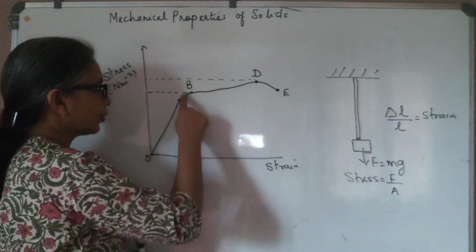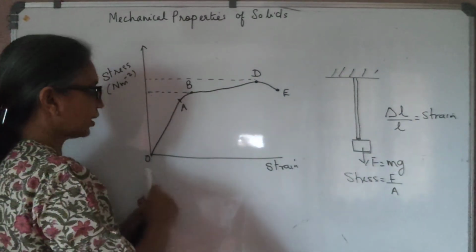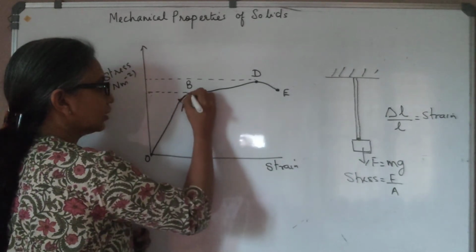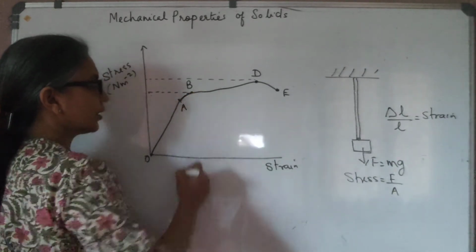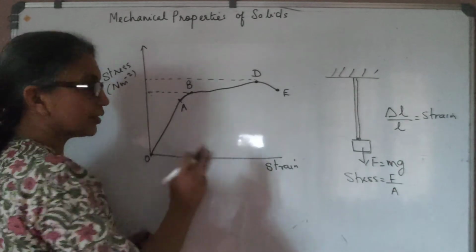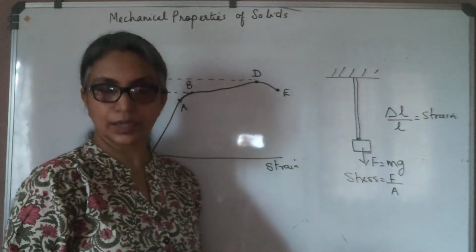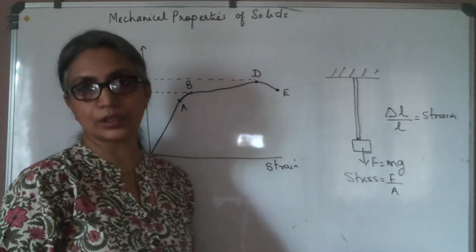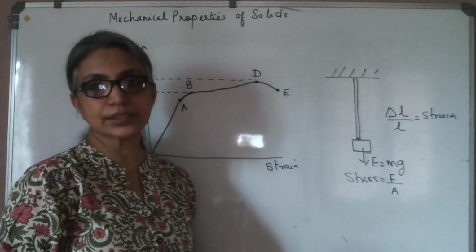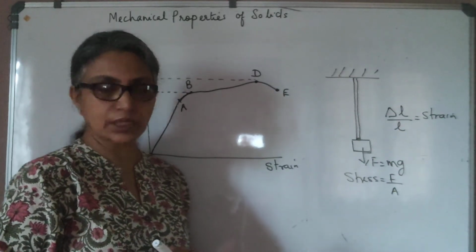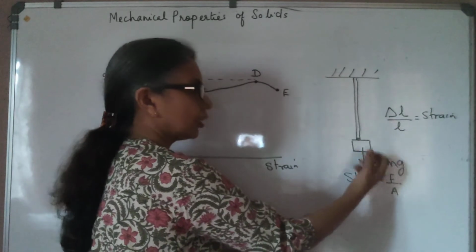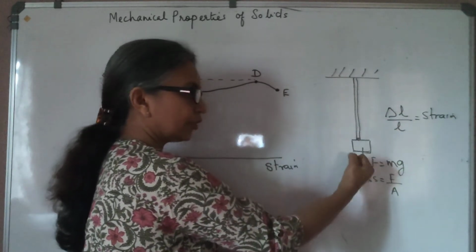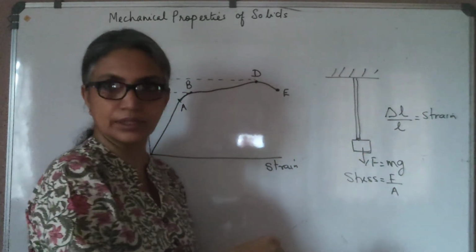But if you look at this point A to B, you will see that this is not a straight line, it's curving. It means that stress is not proportional to strain. And therefore, the body does not obey Hooke's law, but it is still in the elastic region, which means you may continuously load it. The length of the wire will go on increasing.